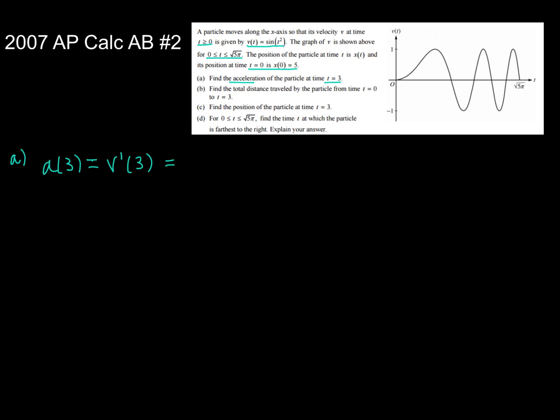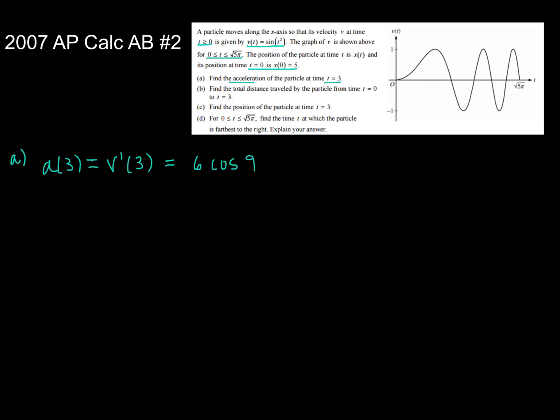What I like to do is graph the function and then use the second calculate option to take the derivative at an input value of 3. So you can go ahead and do that. If you did this by hand, the derivative of sine of t squared is going to be 2t cosine t squared. And so when I input 3, it's going to be 2 times 3, or 6, times the cosine of 3 squared, or the cosine of 9.